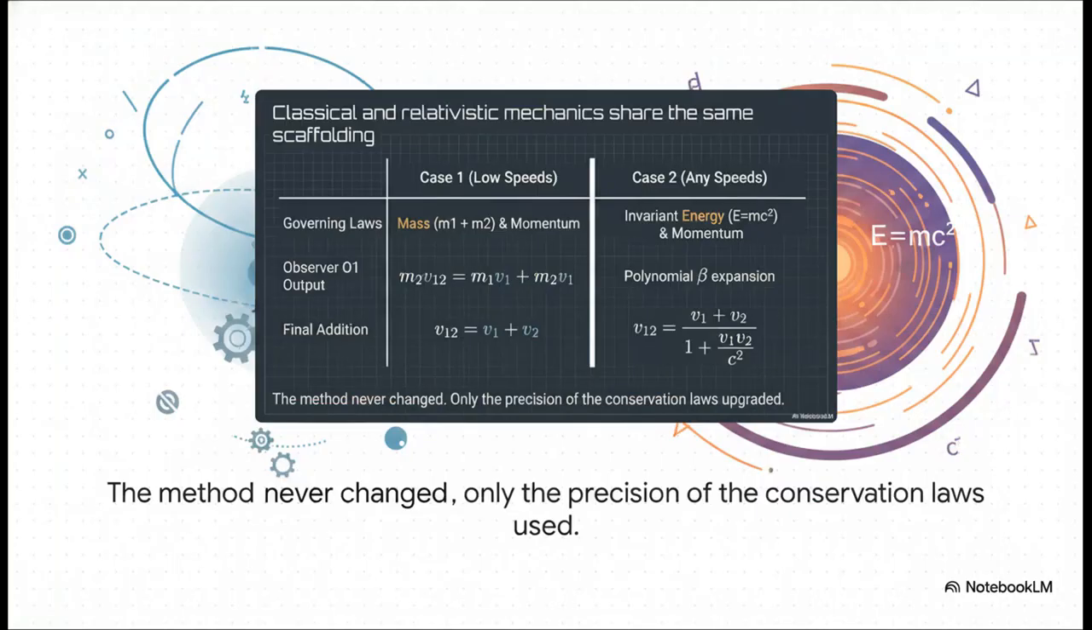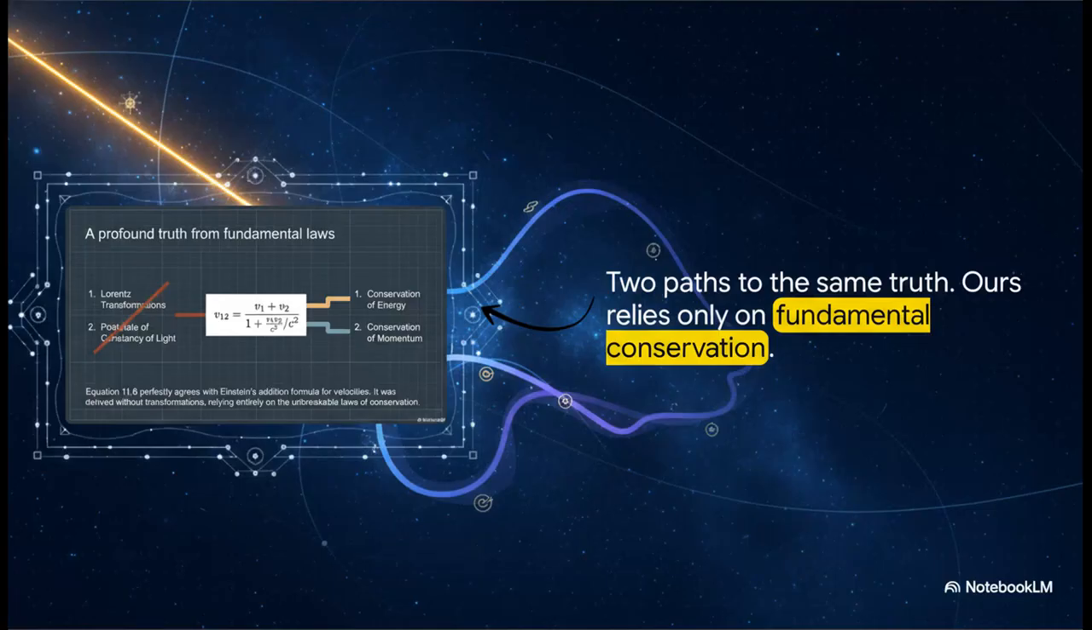So here's the really mind-blowing part. The method we used never changed. Whether we were looking at slow speeds or literally any speed, the fundamental logic was exactly the same. All we did was upgrade the precision of the conservation laws we started with. This proves it. There are two paths to get to this same incredible truth.